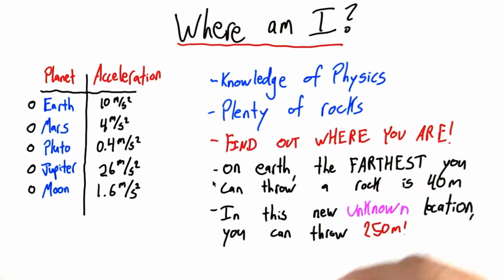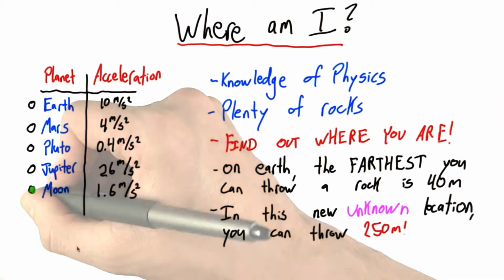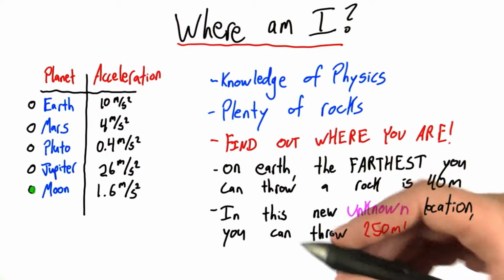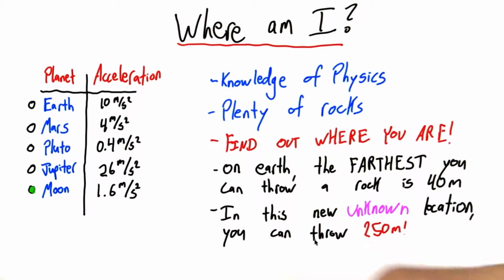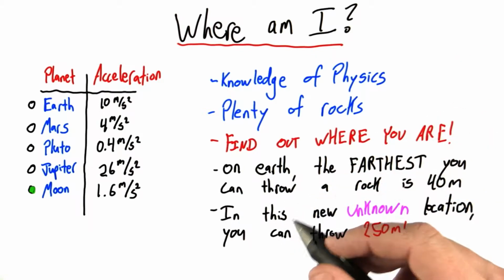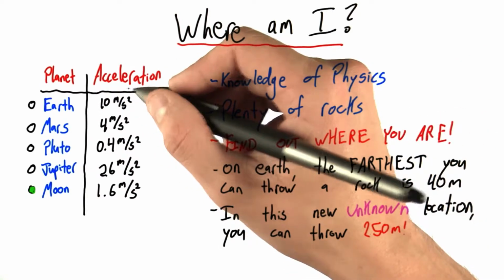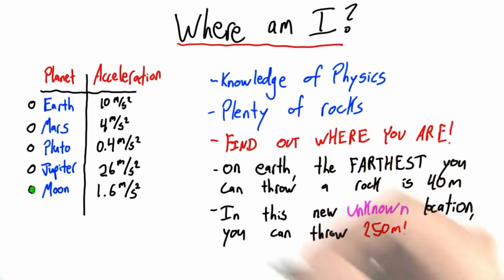The answer is that you're on the moon. Now, there's many ways you can solve this question, but the one that I think is the most fun and probably the most useful is figuring out how range, the distance you can throw an object, scales with the acceleration on a planet. And what do I mean by that?